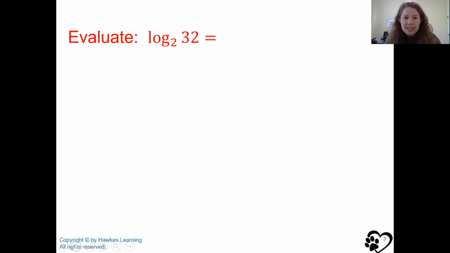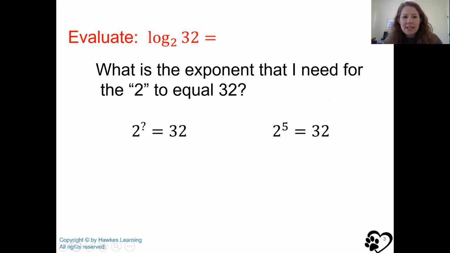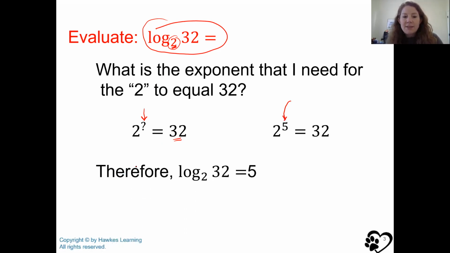All right, so this first one says to evaluate log base 2 of 32. So what is that saying? Basically, it's asking you to think of what number 2 raised to what power equals 32. You take this base 2, raise it to an exponent, and get 32. What would that number be? Well, that exponent would have to be a 5. Therefore, log base 2 of 32 equals 5.